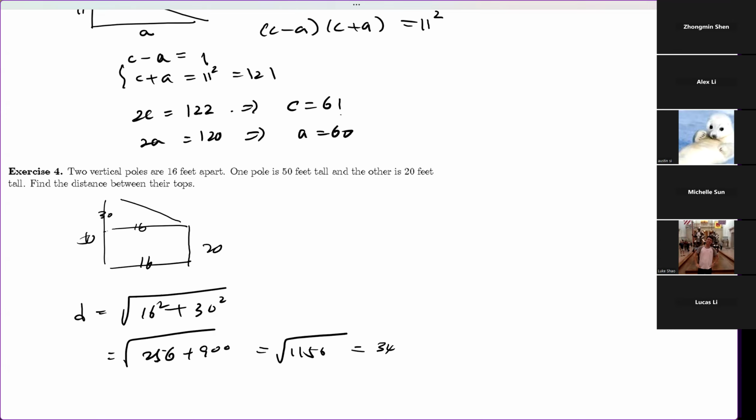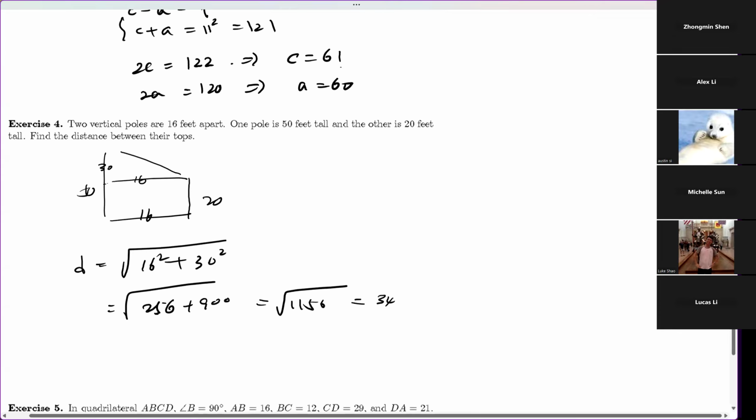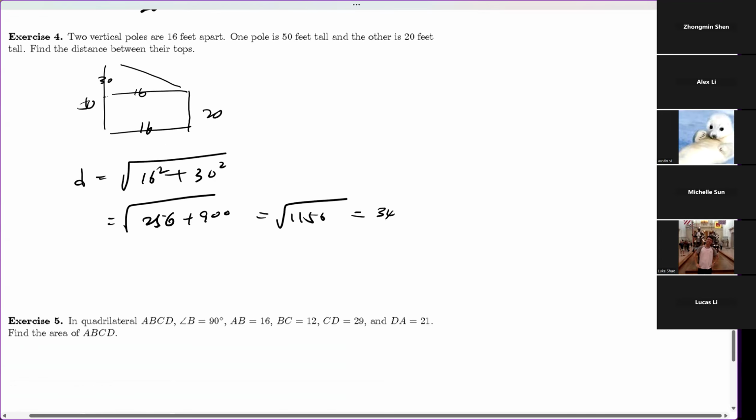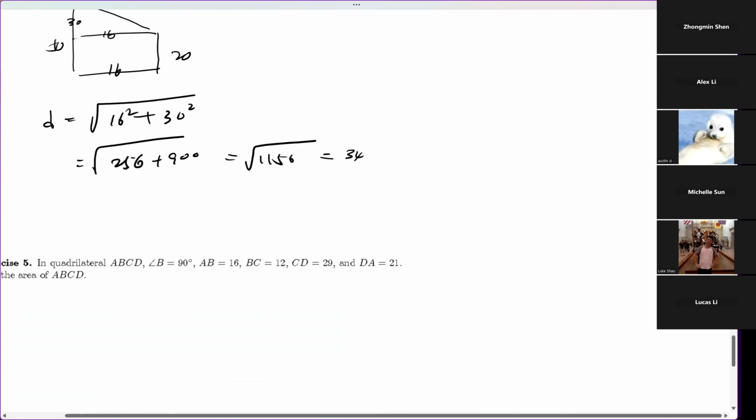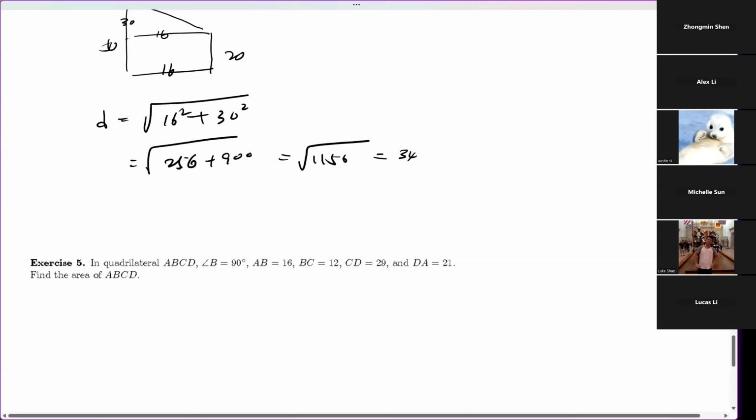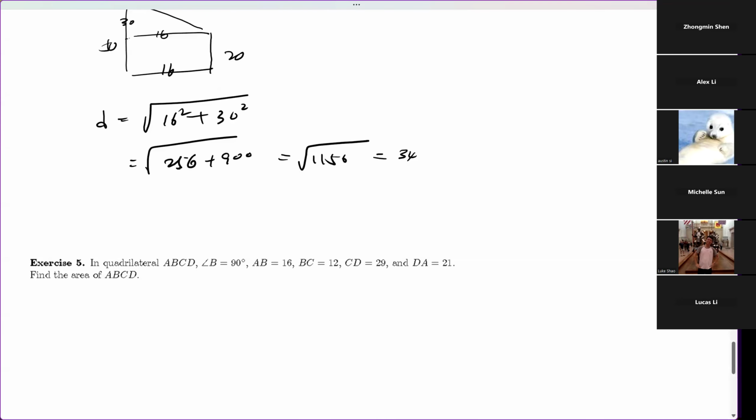All right, so that is a trivial problem. You just need to draw the additional lines, then you figure it out. How about the next problem? You still have to draw the graph too. So, quadrilateral A, B, C, D.